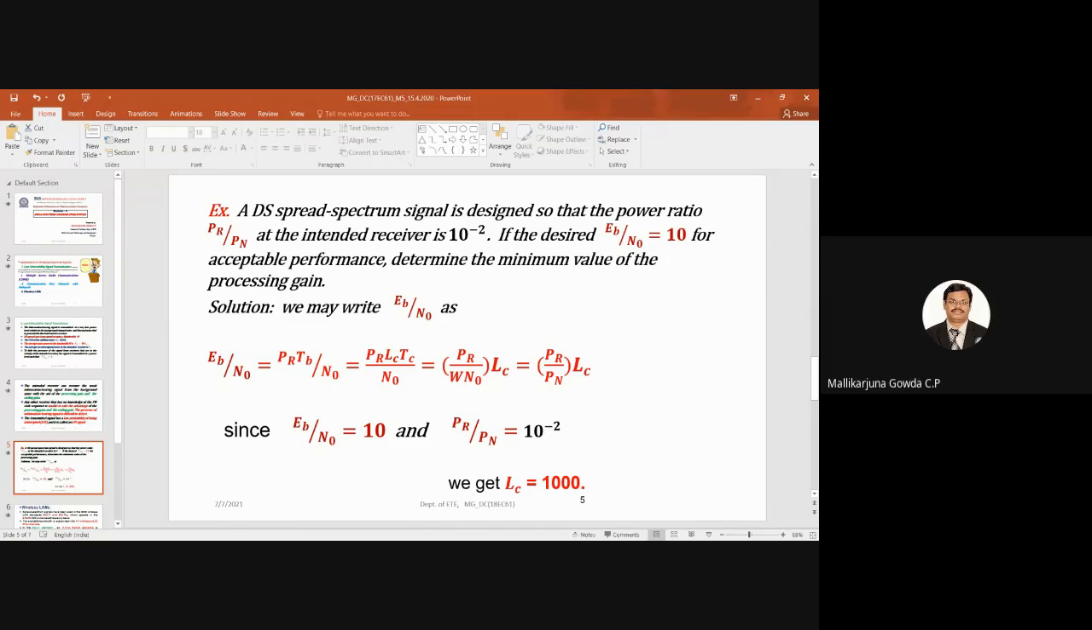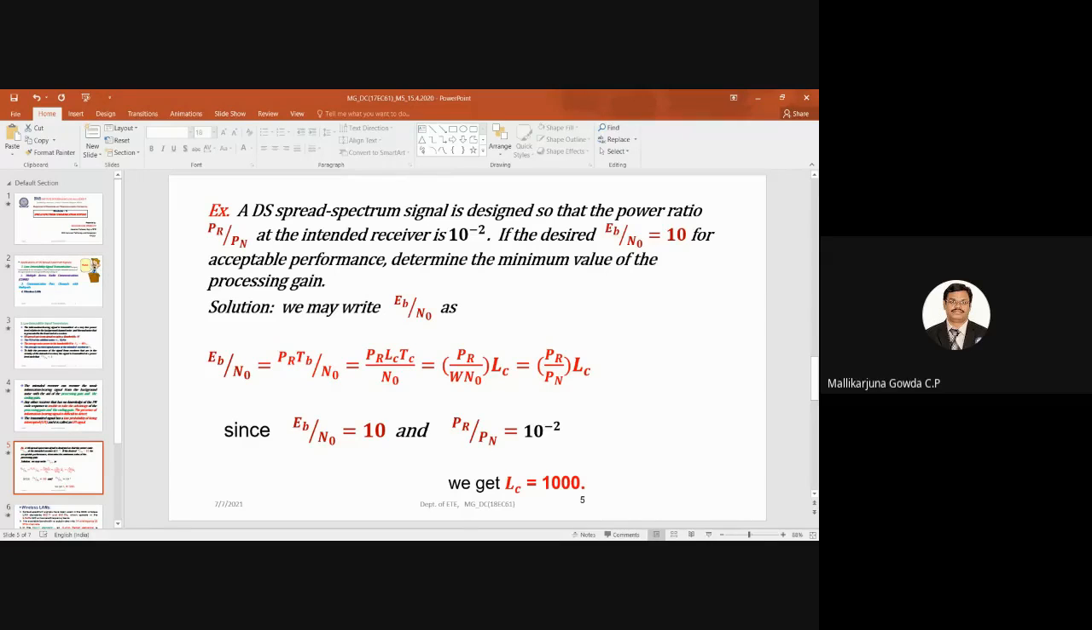So we need to find the value of processing gain, that is, the minimum value of processing gain so that the intended receiver is able to detect such a low power signal. If the intended receiver has a processing gain of so and so value, then with these parameters you will be able to detect that signal.